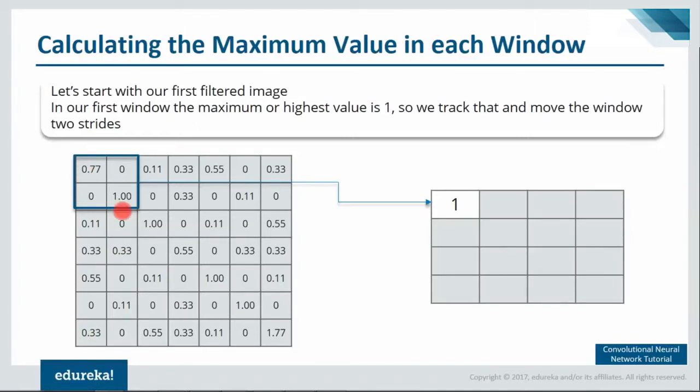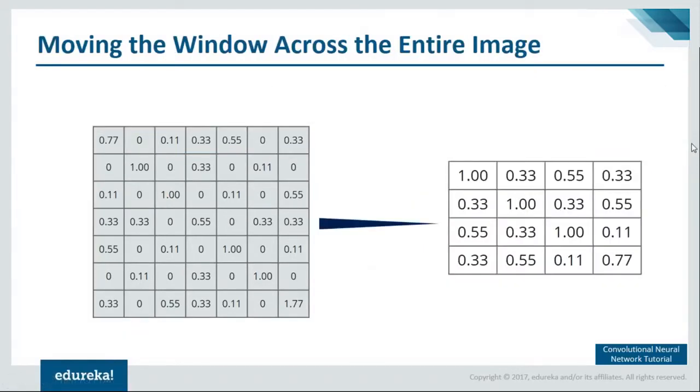So when we keep this window at this particular position, we see that 1 is the highest value. So we are going to keep 1 here. And we are going to repeat the same process for this particular window as well. So over here the maximum value is 0.33, so 0.33 will come. If you notice here, earlier we had a 7 cross 7 matrix and now we have reduced that to a 4 cross 4 matrix. So after doing that for the entire image, we have got this as our output.